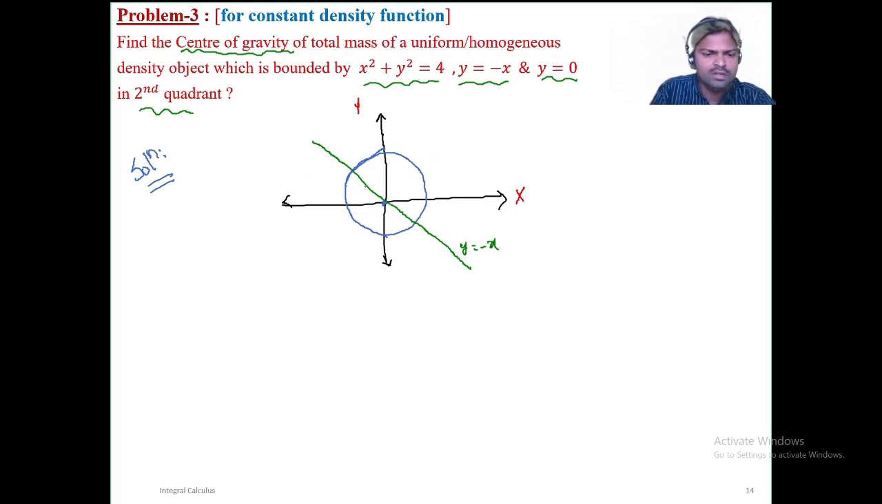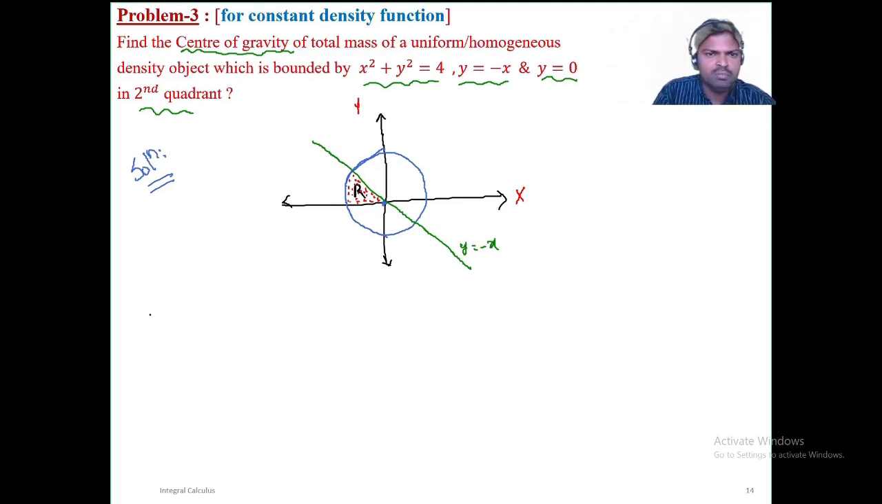Therefore, this is the required region in the second quadrant, which is bounded by the x-axis, this circle and the y is equal to minus x line. So this is our required plate. For this object, we need to find the center of gravity.